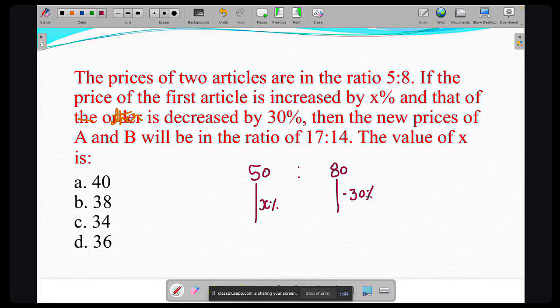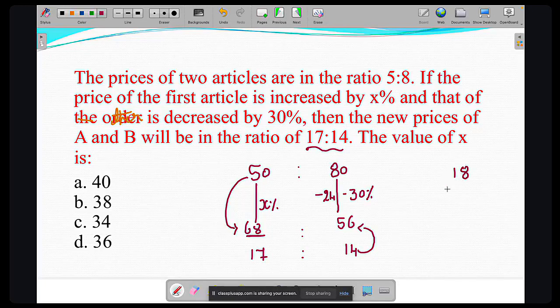Yes, sir. Now 30% of 80 is 24 rupees decreased. 24 rupees decrease means now it will be 56 rupees. Clear? Yes, sir. Now the ratio will be 17:14 after decreasing this. Now I can write 14 parts is equal to 56. 14 fours are 56, 17 fours are 68. Now how much increase? That is the question here. Initially 50, now it is 68, means 18 is increased on 50, into 100.